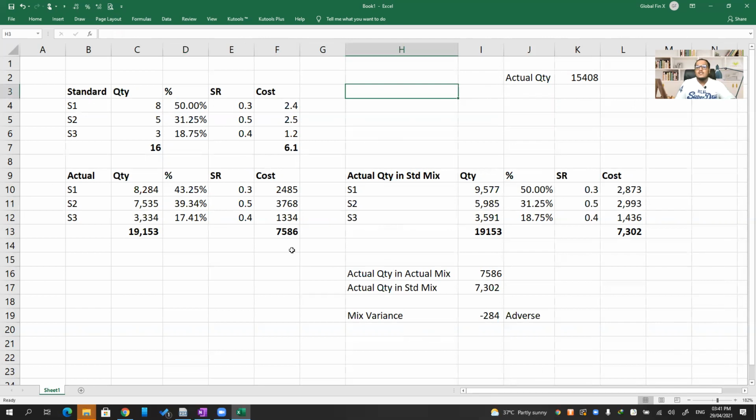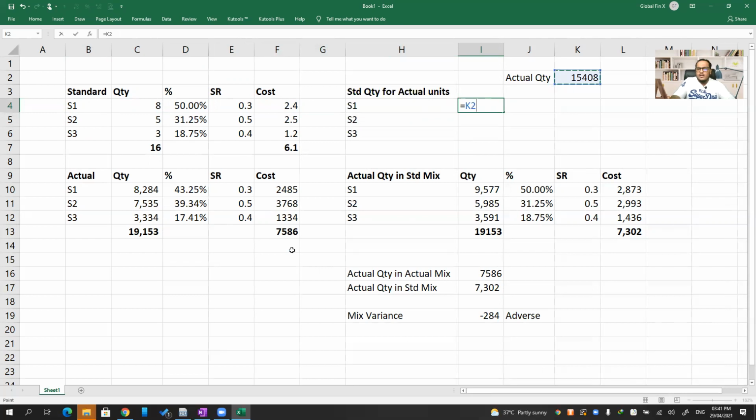So now the next step is to calculate the standard quantity for actual units. That's how I calculate, right? I calculate the yield as the difference between the standard and the actual. So here what I'll do, standard quantity for actual number of units in standard mix itself. So I'm just gonna do this now. That's very easy, and I don't think I need to spend more time on that.